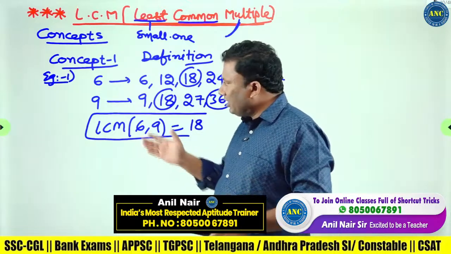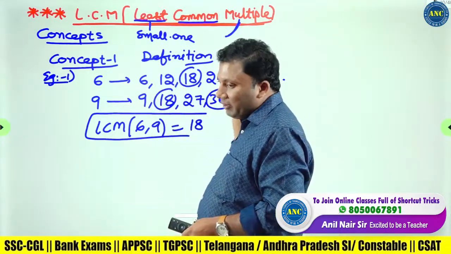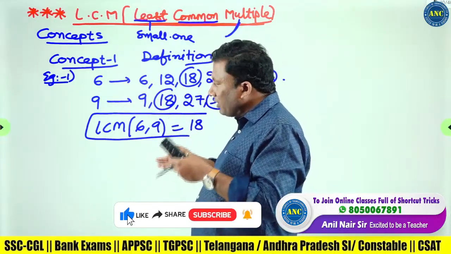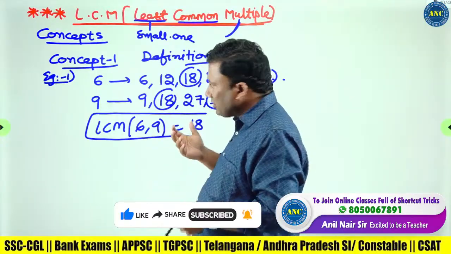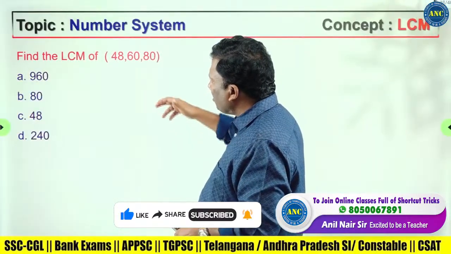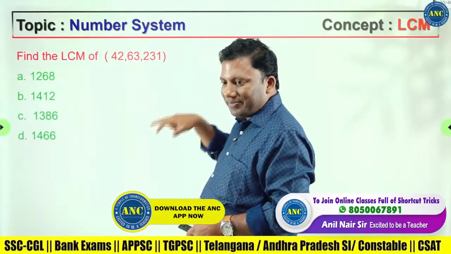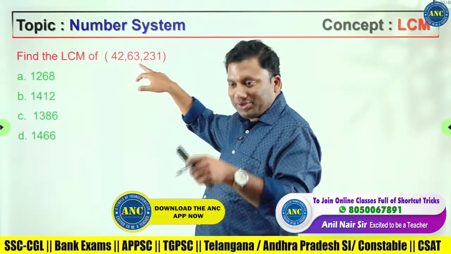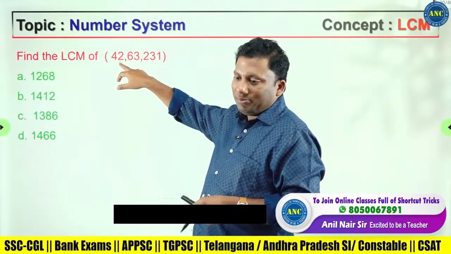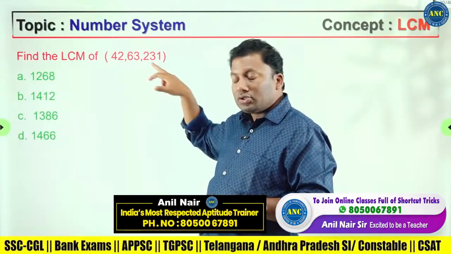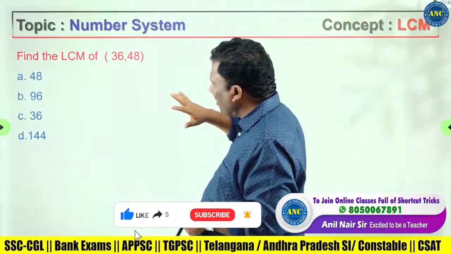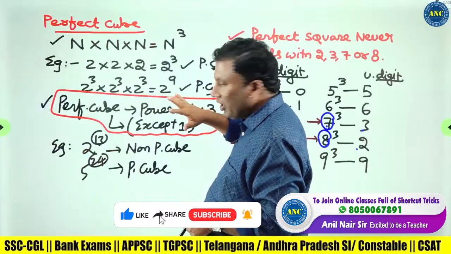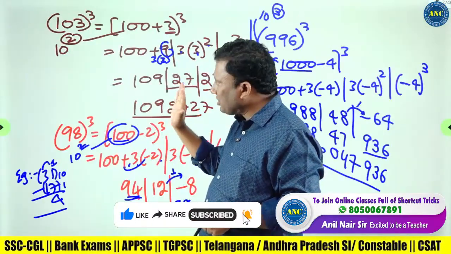As you rightly said, for smaller numbers I can take multiples. If the numbers are big, 127, 342, like that. Suppose the question is like this: 42, 63, 231. Writing 42 multiples, 63 multiples, 231 multiples is very challenging. That is the reason we will not use that method. Are you all with me? That is for our understanding.